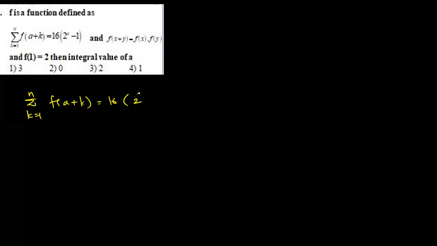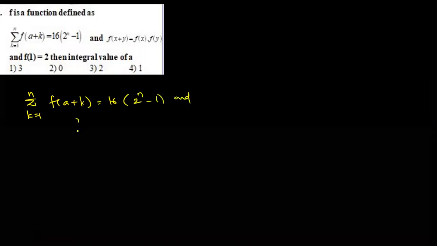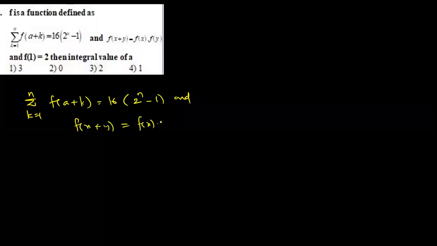If f is a function defined by sigma k running from 1 to n, like that is given. Sigma k running from 1 to n, f of a plus k is equal to 16 into 2 power n minus 2 power n minus 1, and f of x plus y is equal to f of x into f of y. This is the question. F of 1 is given.